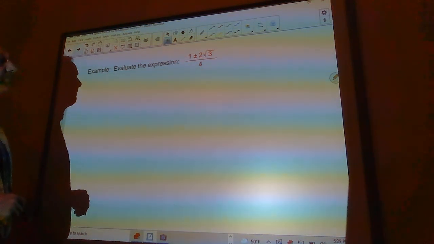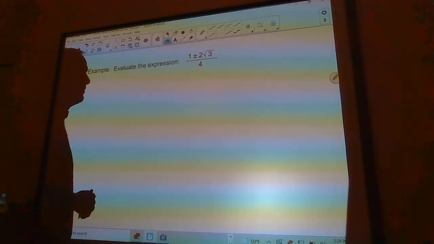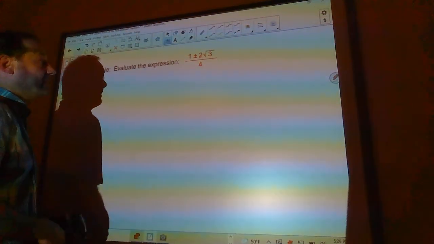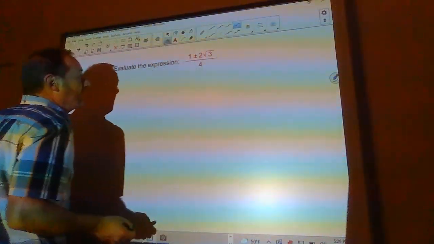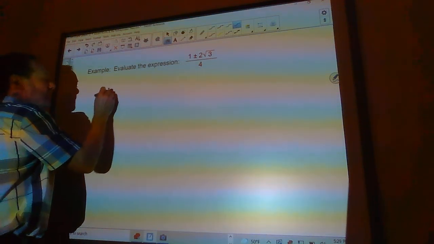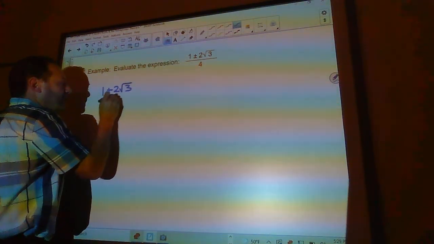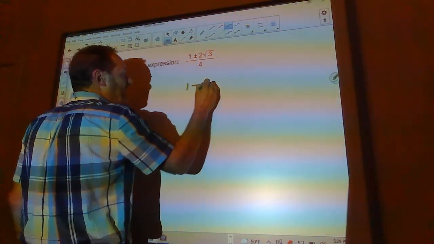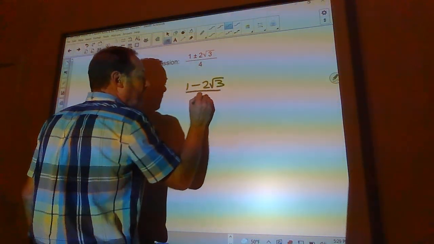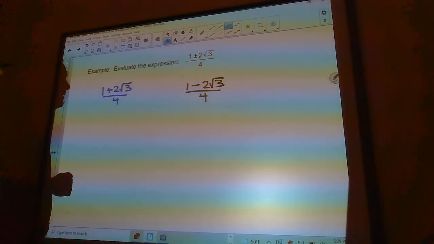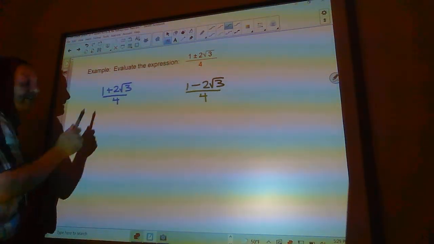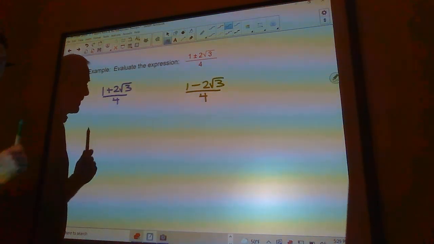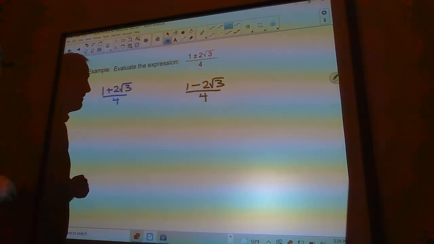Okay, evaluate this expression. 1 plus or minus 2 square roots of 3 over 4. Okay, a couple things here. There are 2 answers to this. The first answer is going to be 1 plus 2 square root of 3 over 4. And the next one is going to be 1 minus 2 square root of 3 over 4. Now remember, a division bar like this is a grouping symbol. I do everything on the top first, everything on the bottom second, and then I divide.